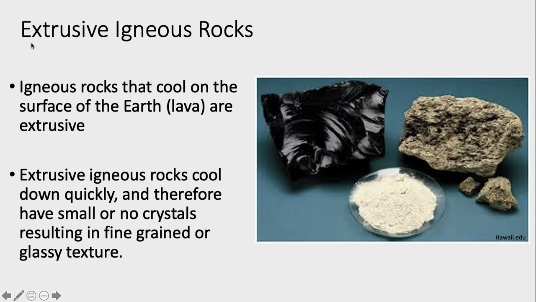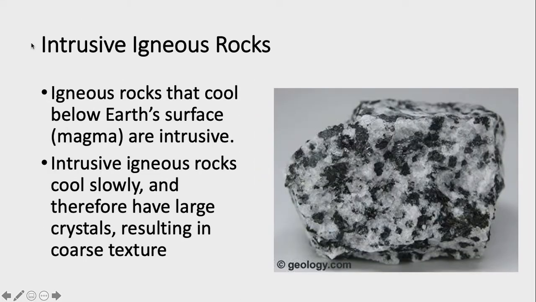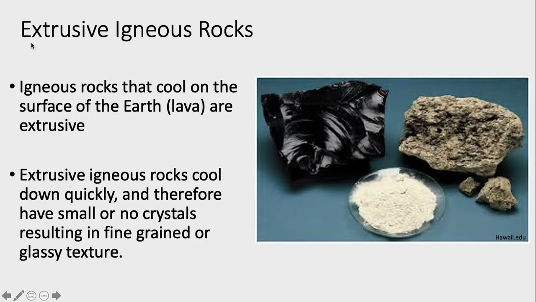Igneous rocks that cool on the surface of the Earth with lava are extrusive. Extrusive igneous rocks cool down quickly and therefore have small or no crystals, resulting in a fine grain or glassy texture. You can see on the right, obsidian is very shiny. That's a glassy texture of that rock. With the intrusive rocks, you can see the different minerals. The crystals are larger. With an extrusive rock, it has kind of more of a homogeneous appearance.